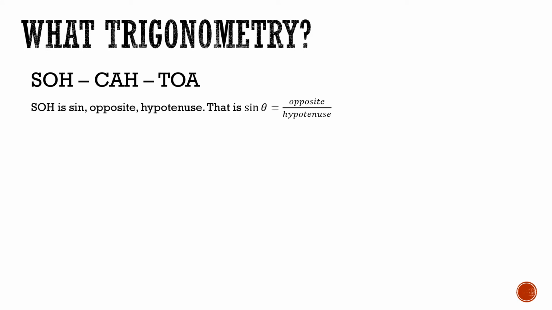SOH is sine, opposite, and hypotenuse. In mathematical symbol, that is sine theta is equal to opposite side over the hypotenuse. CAH is cos, adjacent, and hypotenuse. In mathematical symbol, that is cos theta is equal to adjacent side over hypotenuse.